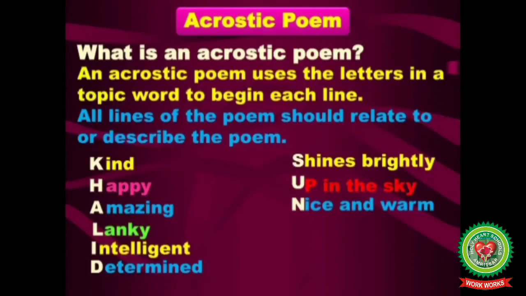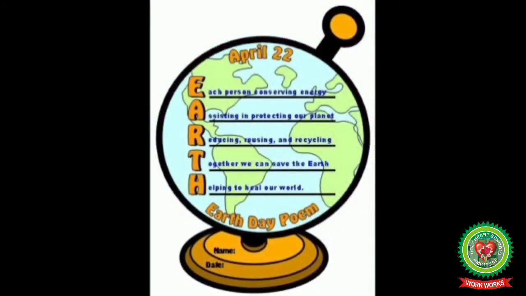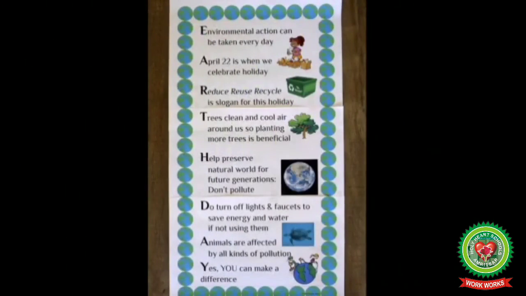Let's start with another topic, acrostic poem. An acrostic poem uses the letters in the topic word to begin each line. All lines of the poem should relate to or describe the topic. Two examples are given, like sun. S for shines brightly, U for up in the sky, N for nice and warm. Here I have given two examples to you. Write an acrostic poem on the earth.